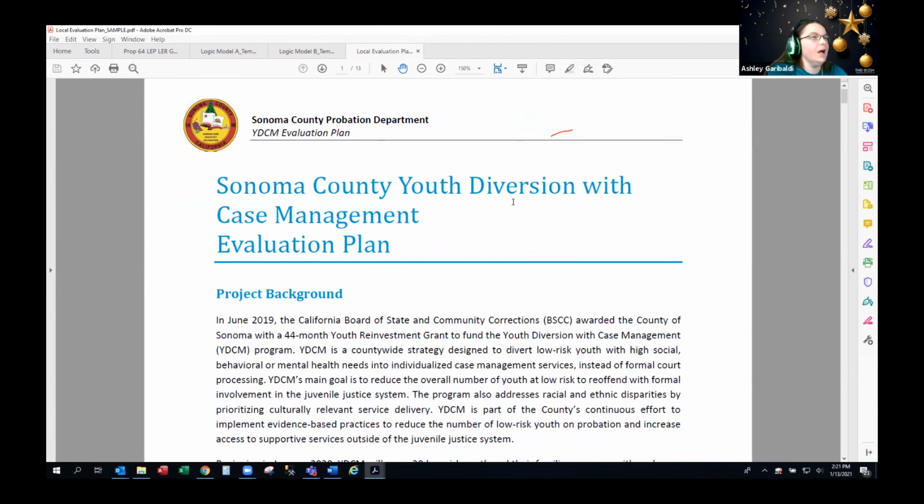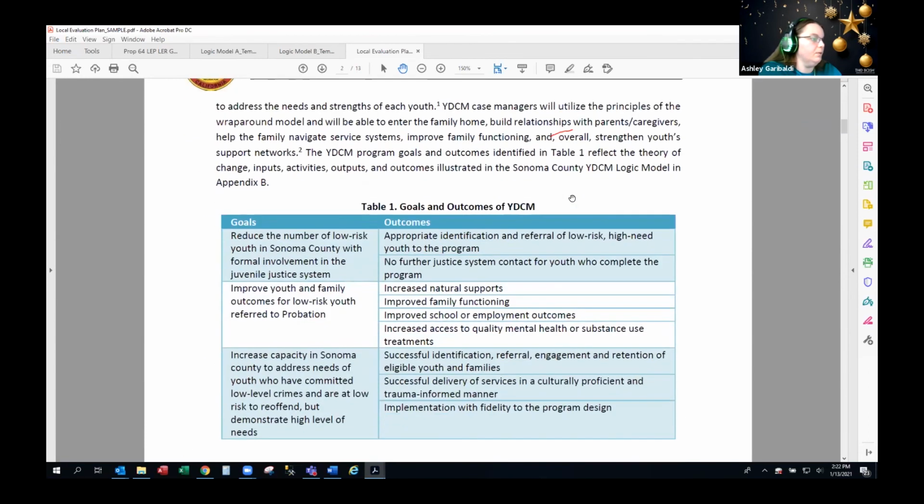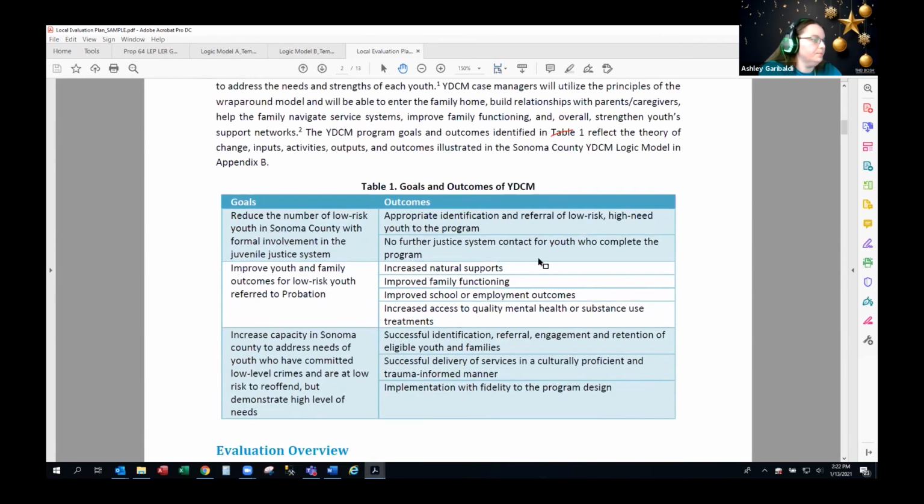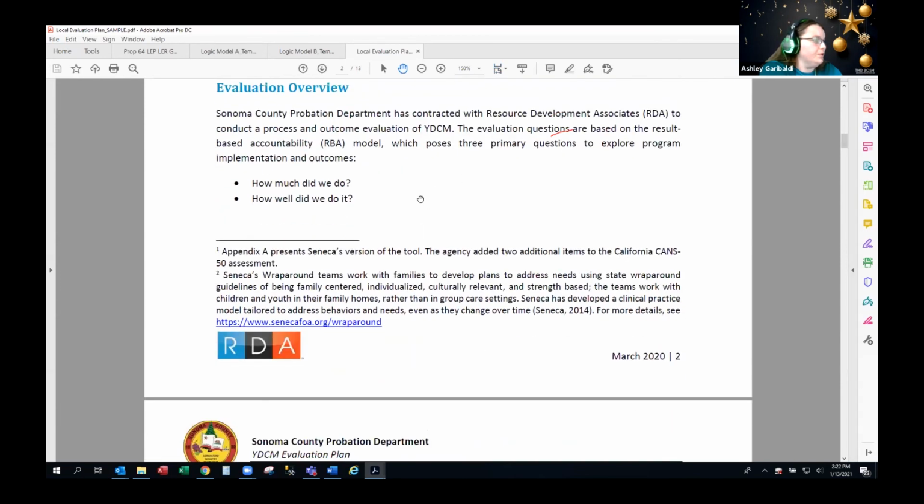But again, this is not an expectation of how yours needs to look or how you directly respond to it. It's just we felt this one was pretty strong and it hit all the points we were looking for. So if you're interested, take a look. It talks about background, goals and outcomes, evaluation overview and their evaluation questions.